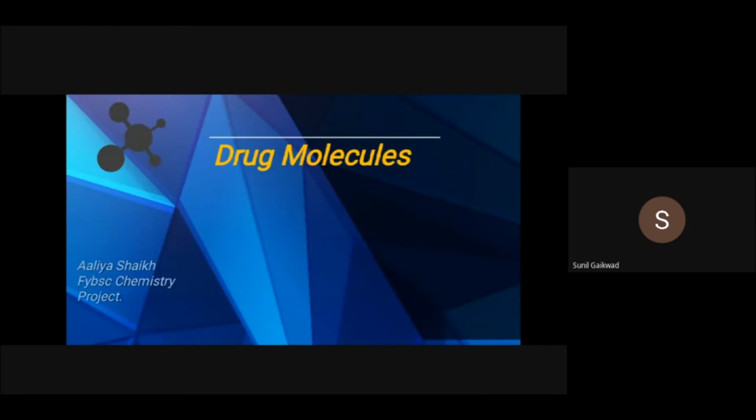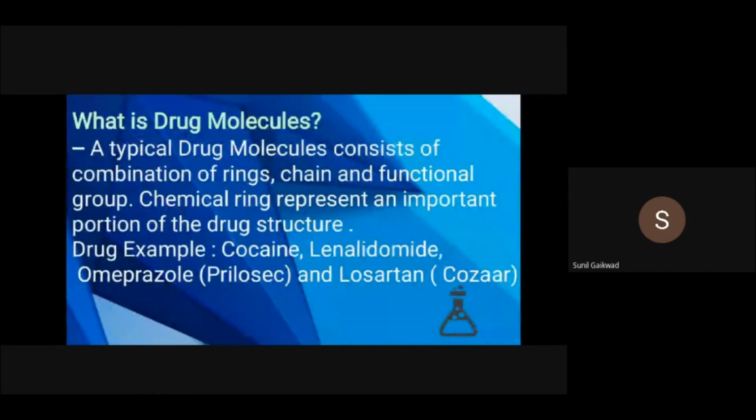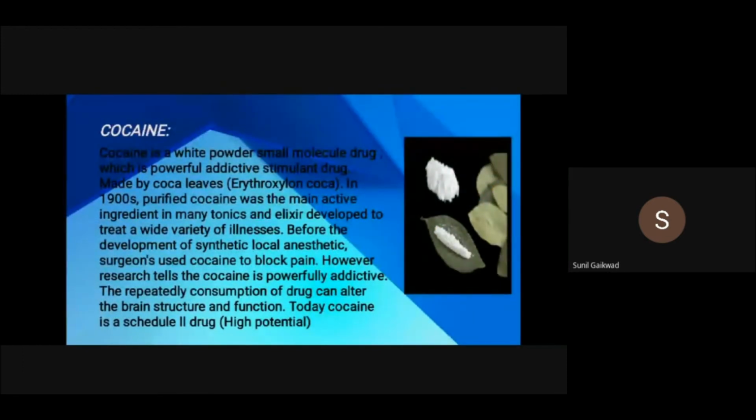So my topic is drug molecules. What is a drug molecule? A typical drug molecule consists of a combination of rings, chains, and functional groups. The chemical ring represents an important portion of the drug structure. The drug examples are cocaine, lenalidomide, omeprazole, and losartan. So my main drug molecule is cocaine.